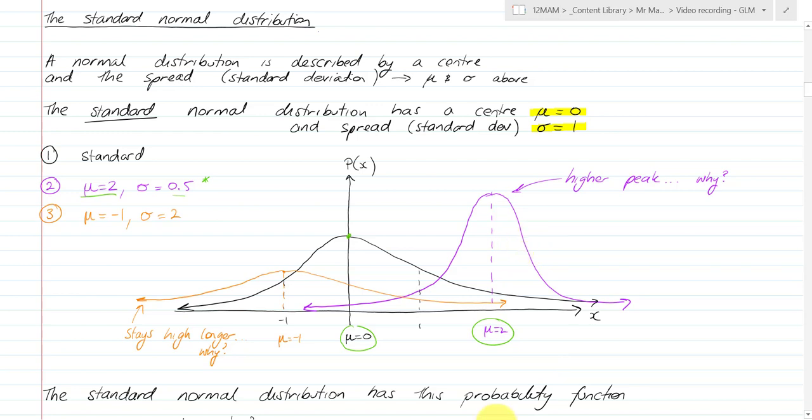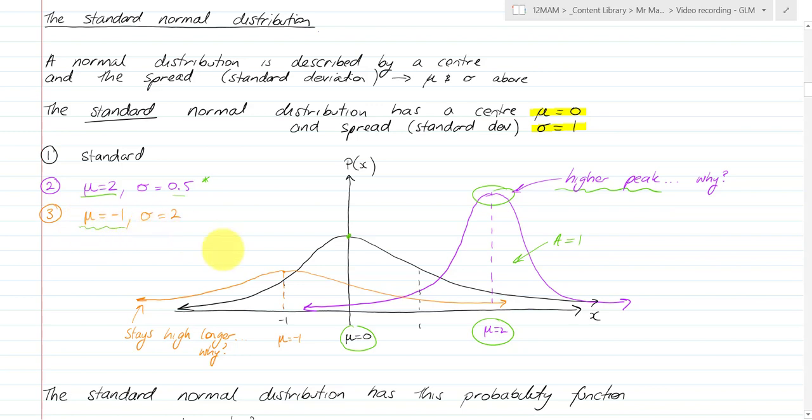And if we make this graph more compact, the area under the graph still must be 1 because it's a probability density function, so it pushes the peak up. That's why we have a higher peak. So compacting it, i.e. decreasing the standard deviation, will increase the peak in our normal distribution here. But it is still a normal distribution, it's just not the standard normal distribution.